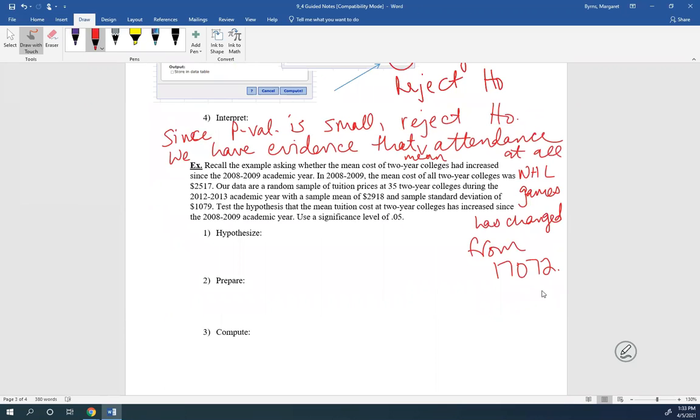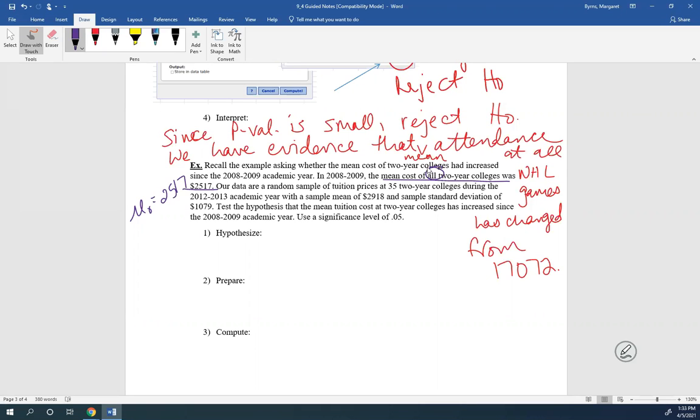So this last example, it says, recall the example asking whether the mean cost of two-year colleges has increased since the 2008-2009 academic year. In 2008-2009, the mean cost of all two-year colleges was $25.17. Since they're talking there, I'm going to use a different color here. For the mean cost of all two-year colleges was that number. That would be your mu naught. That's what we're going to compare everything to. 25.17. So all colleges. So that's your population mean, or what we think was true about the population mean before we took this new sample.